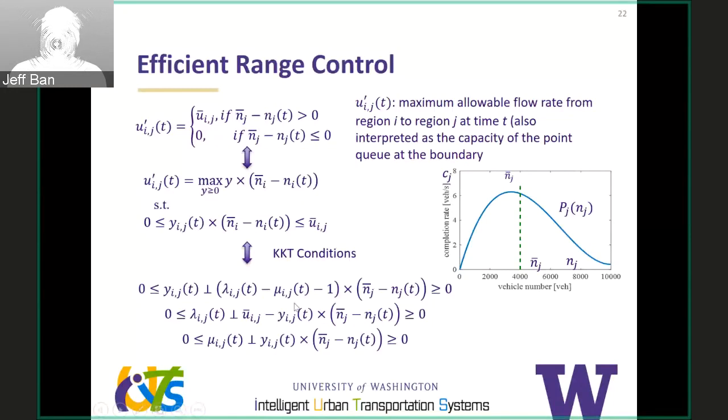And after you have these KKT conditions, then u prime can be represented in this form. What I'm trying to say here is that your efficient range control scheme can be reformulated as this complementarity. So that's for u prime. It's strictly binary: if my number of vehicles has not reached the threshold, I open the gate. If it's reached, then I close the gate. That's very strict. But notice that if I use u prime directly in the formulation, it will appear in the denominator, and being equal to zero will give me problems. So as an engineering remedy, I add an epsilon. Epsilon is a very small number, like 10 to the minus 4, so that even if u prime is zero, the total is not zero. That's the idea.